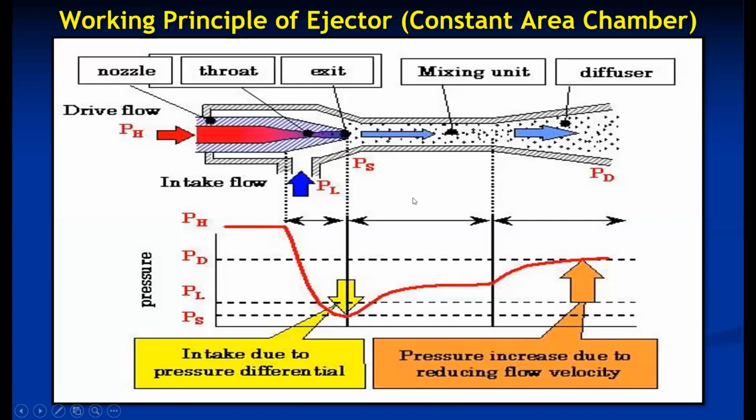Then the mixture is made to flow through this mixing unit, which is a constant area chamber. Because of the addition of the fluid in the constant area chamber, the pressure increases even though the area is constant. So the pressure rise happens in the mixing unit. Then the pressure increases in the diffuser section, because the diffuser is the divergent section. Due to Bernoulli's equation, as the area increases, the pressure increases. So this is how the pressure varies in the ejector. This is one type of ejector, called a constant area chamber.